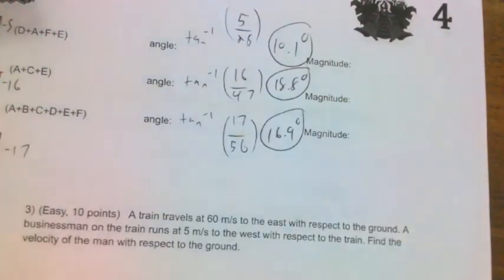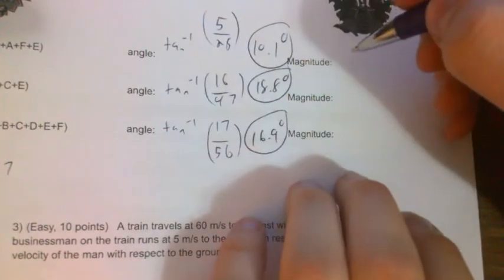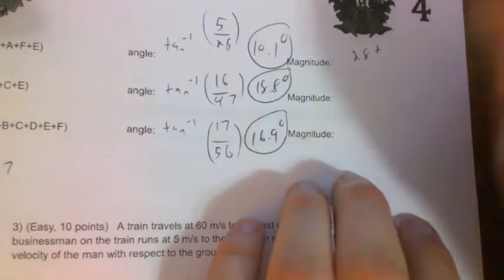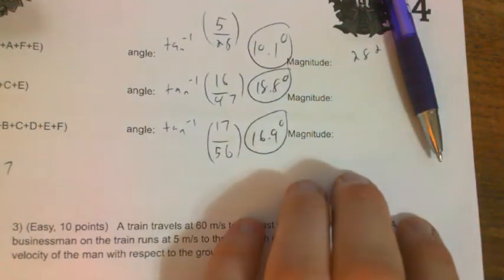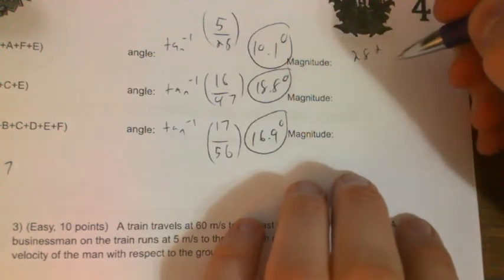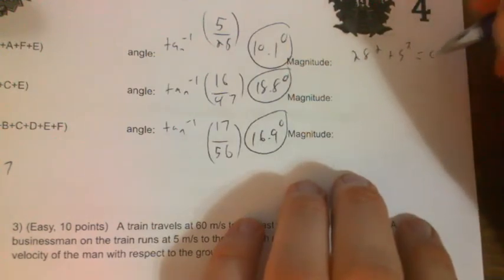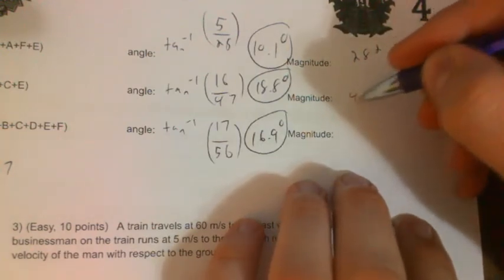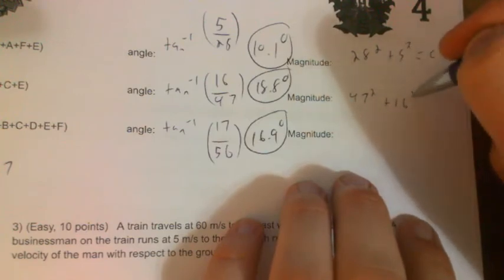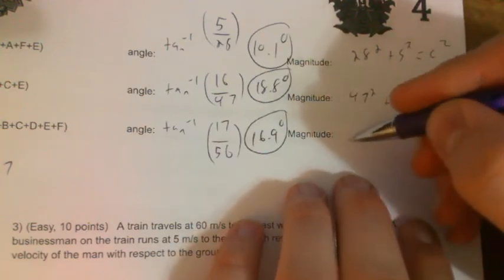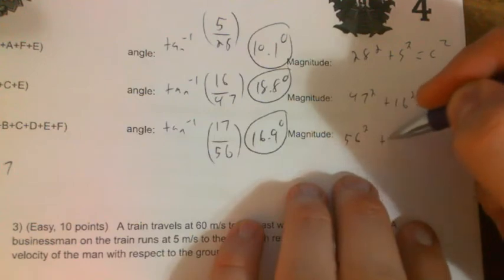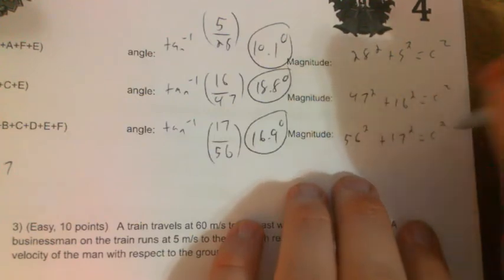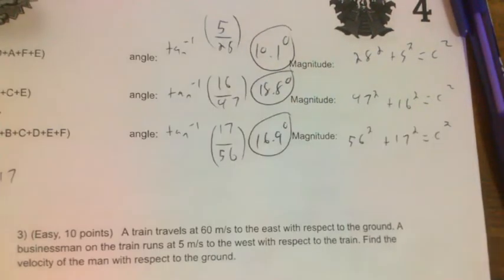And then to find the magnitude again, we can do this using Pythagorean theorem. In this case, that's 28 squared plus 5 squared equals c squared. Here that's going to be 47 squared plus 16 squared equals c squared. And here this is going to be 56 squared plus 17 squared equals c squared. Again, ignore your minus signs. So let's go ahead and do this math really quick.